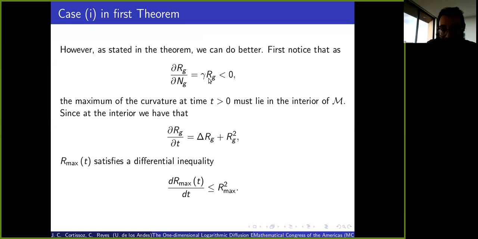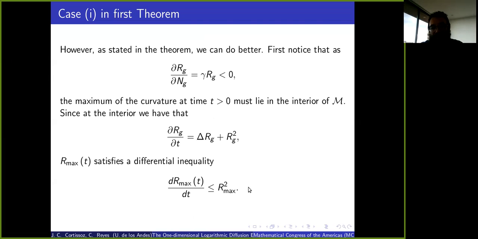And notice that as R is negative, and of course we have to show that it remains negative throughout the flow, I'm not going to do that, I'm just going to say it. This fact implies that the maximum cannot occur at the boundary component. So it occurs at the interior. So if you use the fact that at the maximum, the Laplacian is non-positive, then you can delete this Laplacian from here, and then you get this differential inequality for the maximum of the curvature.